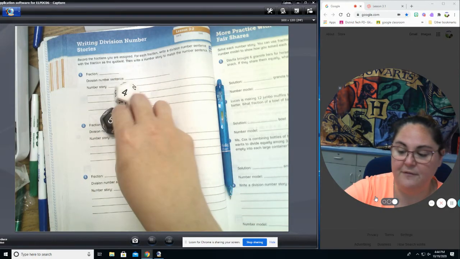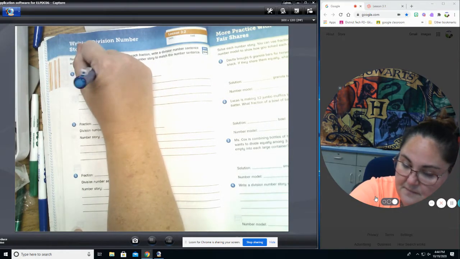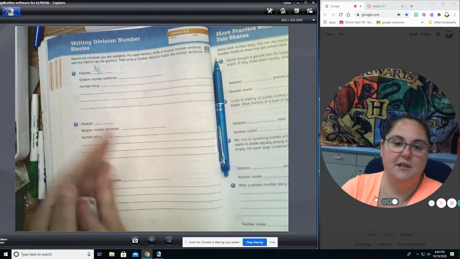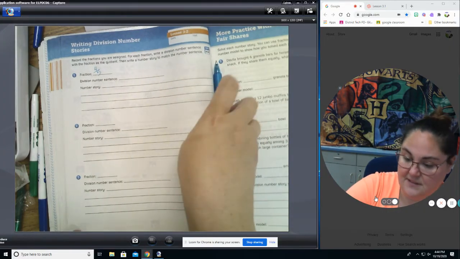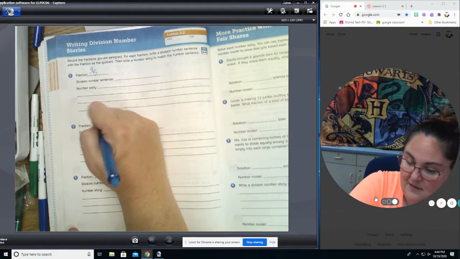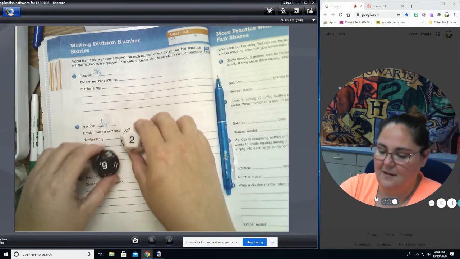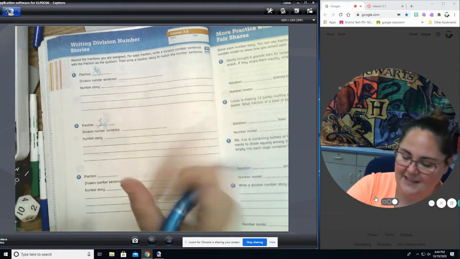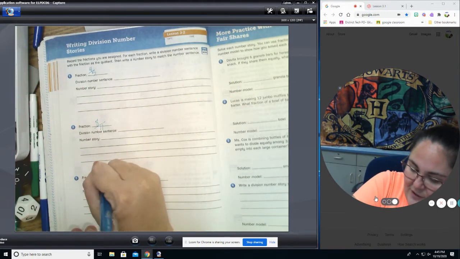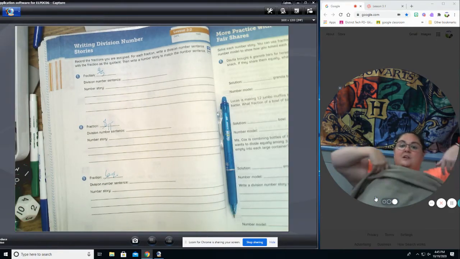My first fraction will be 4/5. My second fraction, 8/11. And my third fraction will be 6/2. 6/2, 6 halves. All right, so we're going to start by writing our fraction, our number story problem.